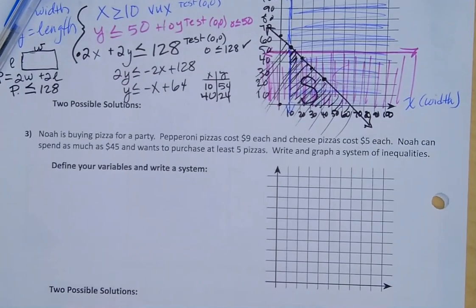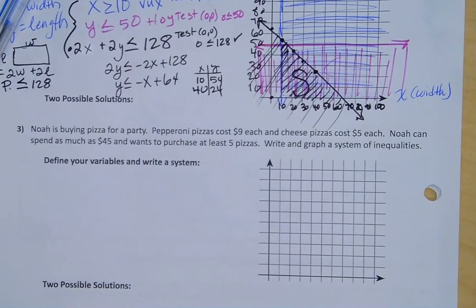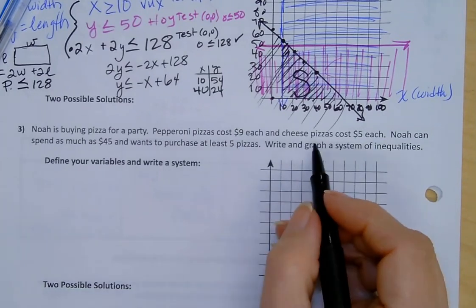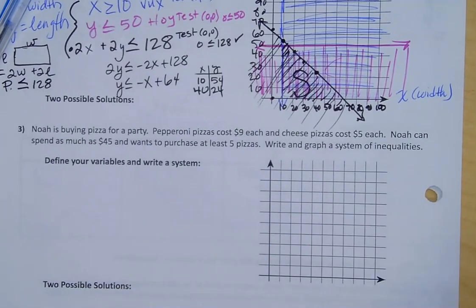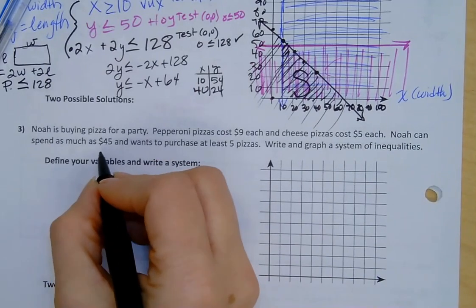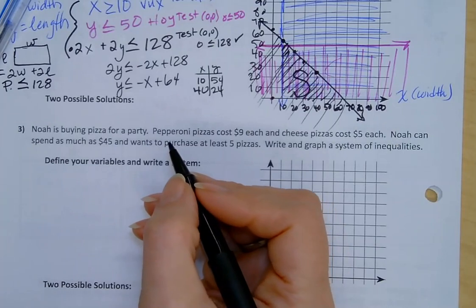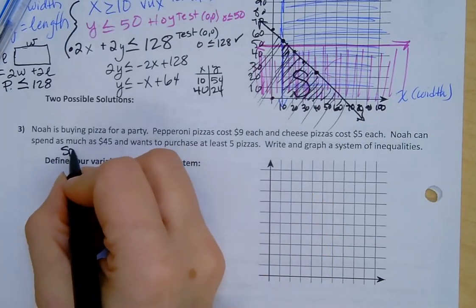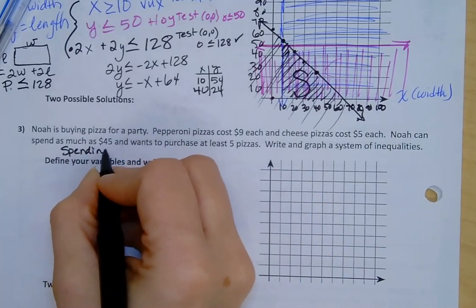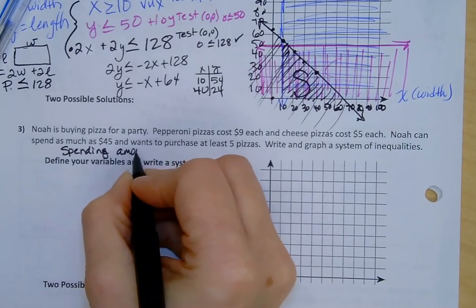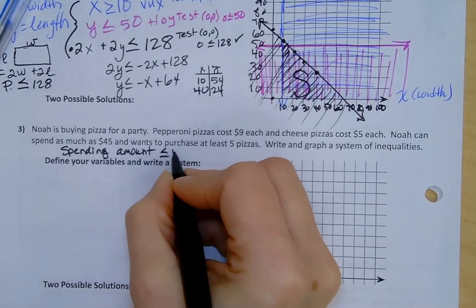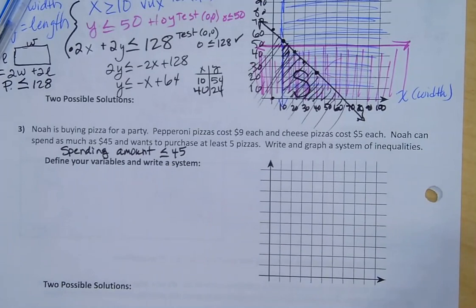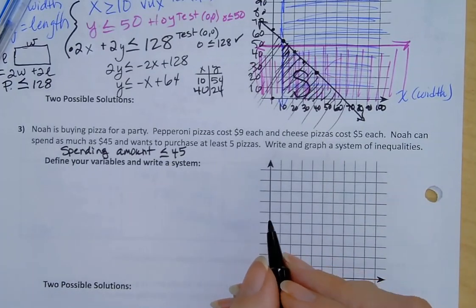All right, Noah is buying pizza for a party. Pepperoni pizzas cost $9 each, and cheese pizzas cost $5 each. So Noah can spend as much as $45. He can spend 45, right? He cannot spend 46, right? So however much he spends has to be less than or equal to 45. He can spend as much as 45, but not 46.